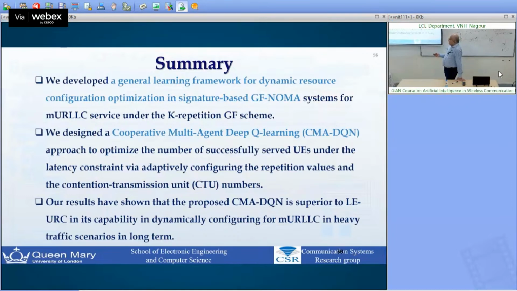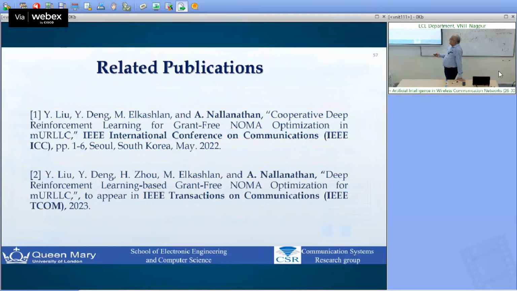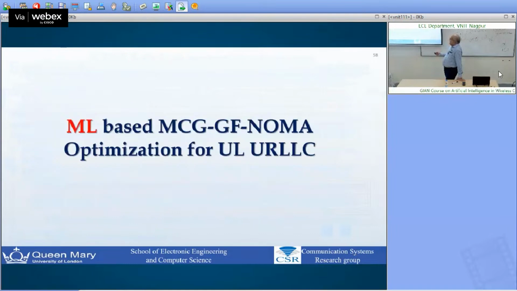But to reduce the latency further, if you are interested, you can refer to this paper from this year's ICC, and this TCOM paper, which will appear early next year. The full technical details are available in these papers. Now, multiple configuration grant is the one that can reduce the latency further. That is in the 5G standard now.